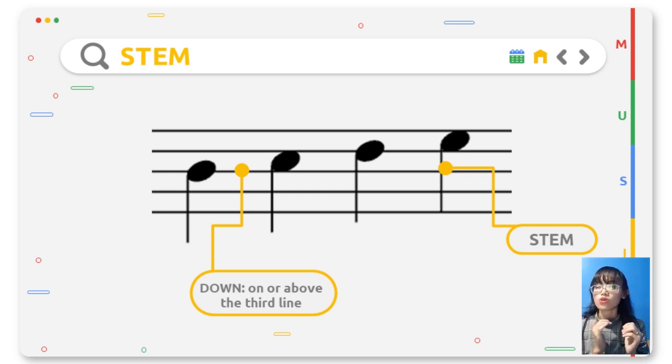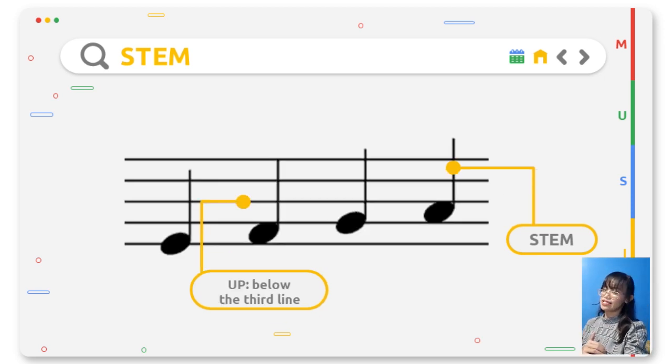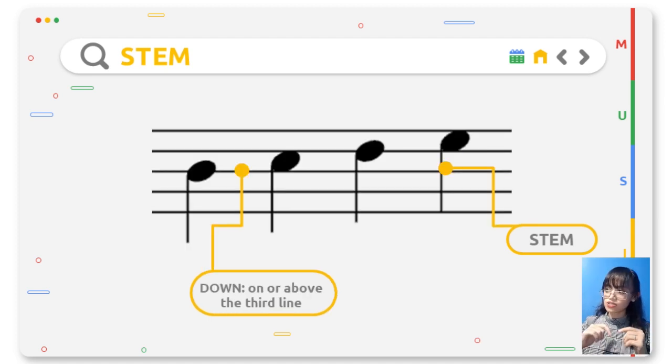And when you're drawing a stem that goes down, it is attached to the left side of the note head. So, what is the stem? Stem is the thin vertical line that connects to the note head. And it goes up if the note head is below the third line. It goes down if it's on or above the third line.